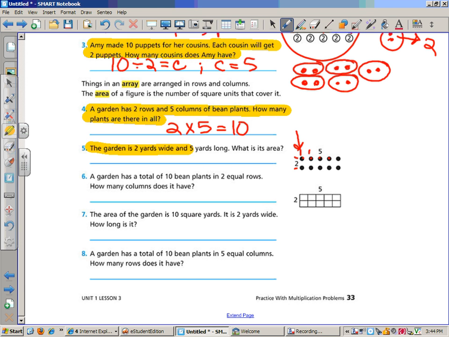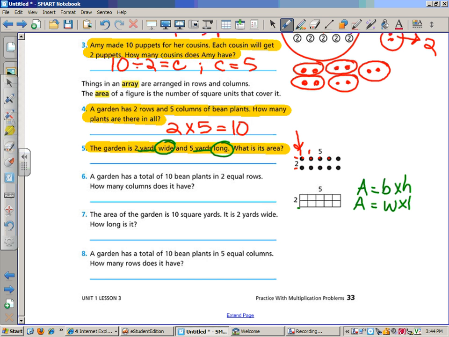The garden is 2 yards wide and 5 yards long. What is its area? So right away it's telling us that we're looking for area, but when we have those measurements of yards, and then we also have wide and long, we can think of that base times height, or width times length is another way that formula works too. And we're looking for how many square yards we can fit into the center.